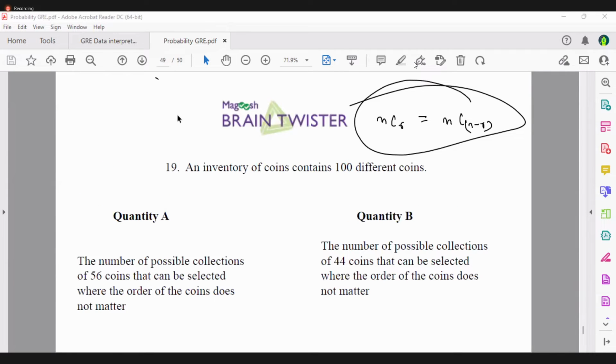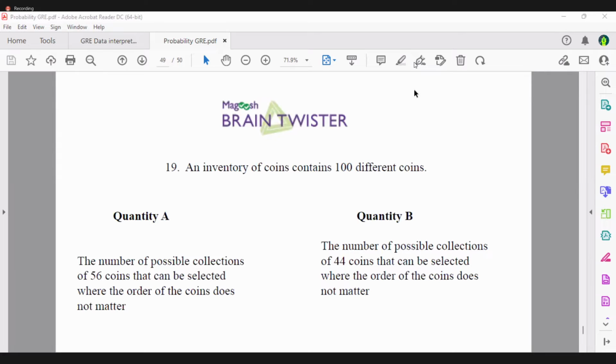Next, from an inventory of 100 coins, 56 coins can be selected, where the order of coins does not matter, versus 44 coins. Again, same thing, both would be equal, 56 and 44.